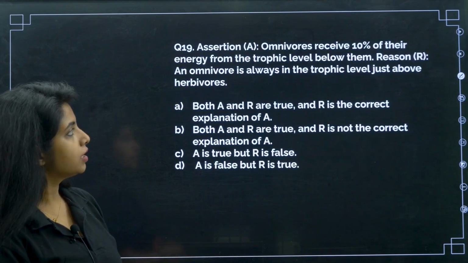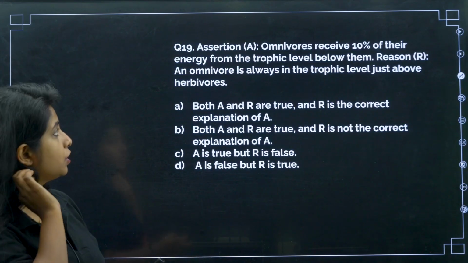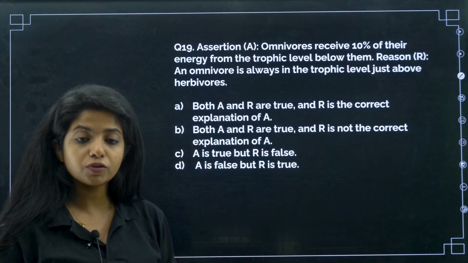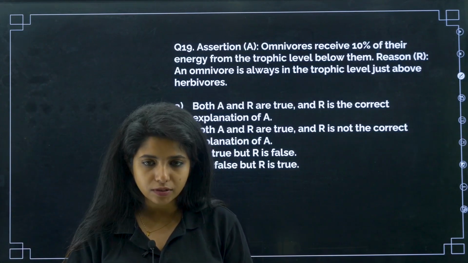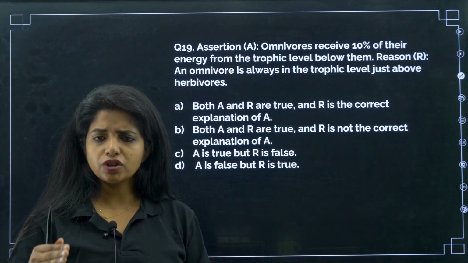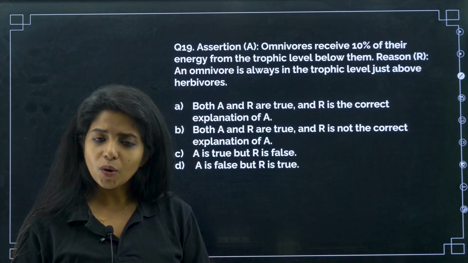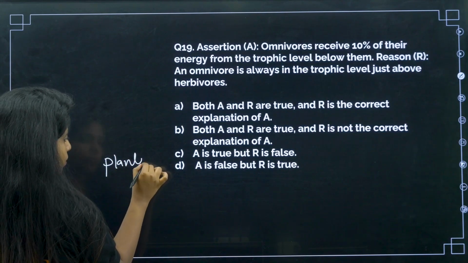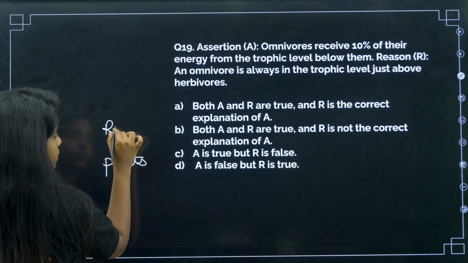Next question. Omnivores receive 10% of their energy from the trophic level below them. What do you mean by omnivores? The ones that eat both plants as well as animals. So, I am saying omnivores receive 10% of the energy from the trophic level below them. Yes, all the organisms receive 10% of the energy from the organisms below them. For example, this is a plant and this is a rabbit.